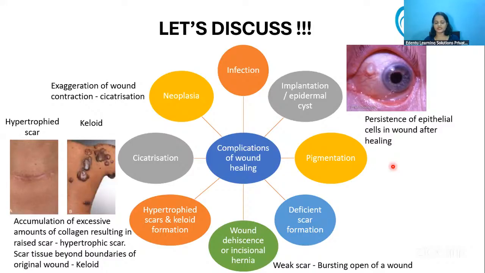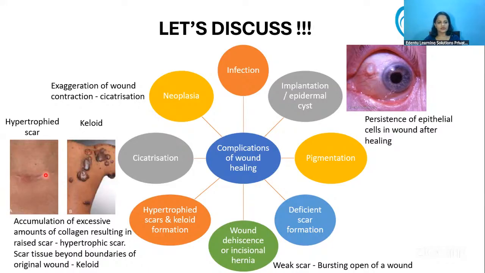Deficient scar formation, because of decreased collagen formation or something like that, can be seen. Wound dehiscence or incisional hernia: because of a weak scar, there will be bursting open of a wound. So that can lead to wound dehiscence or incisional hernia. And hypertrophied scars like this.